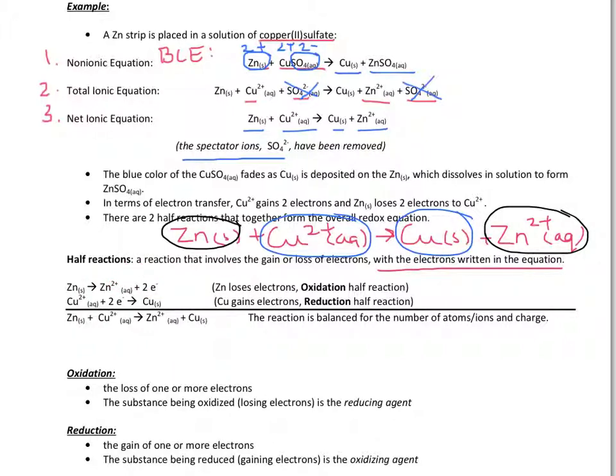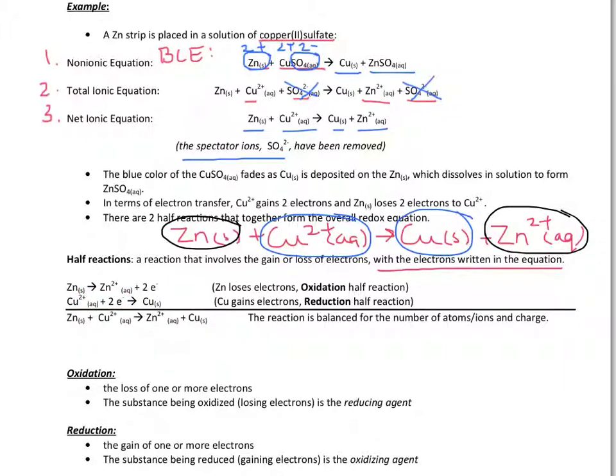Likewise, if we look down at the copper half reaction, I have a 2 positive charge on the reactant side and an overall charge of 0 on the product side. Again, we add electrons to the higher number, which would be 2 positive, and 2 positive and 2 negative make 0. Those are our 2 half reactions.